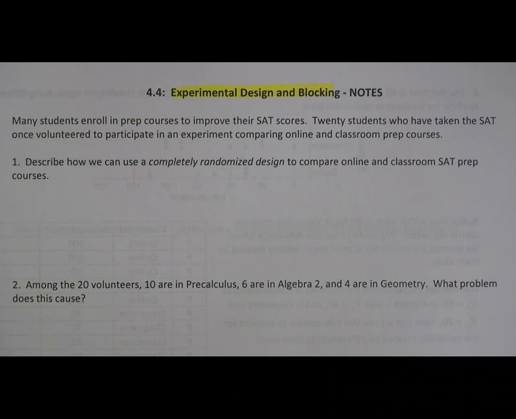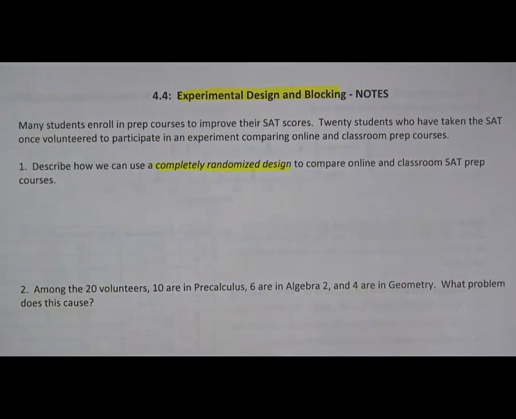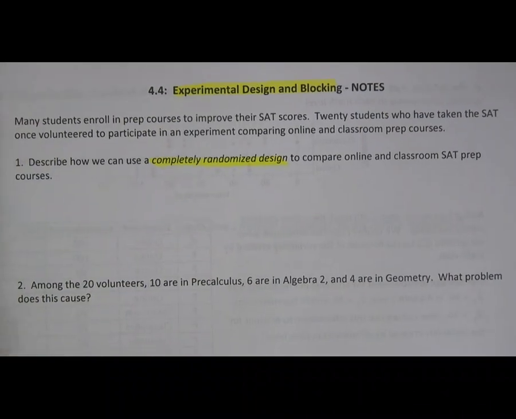20 students who have taken the SAT once volunteered to participate in an experiment comparing online and classroom prep courses. Describe how we can use a completely randomized design to compare online and classroom SAT prep courses.